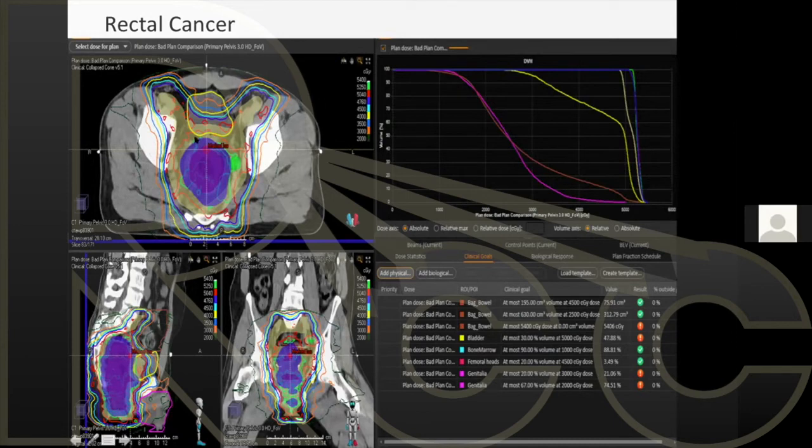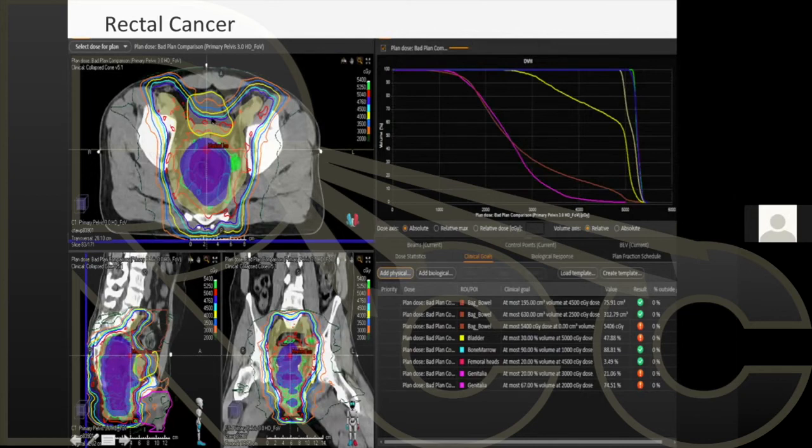First I look at the axial. I want to make sure my 50 gray line, which is the red line, is covering my disease. So right here, if you can't see it, I'm pointing this out to you, it's covering my disease. So the 50 gray line is pretty much covering my disease, right? Then I look for hot spots, and I want to make sure that there's not very many hot spots, and you can see it's probably not very many hot spots.